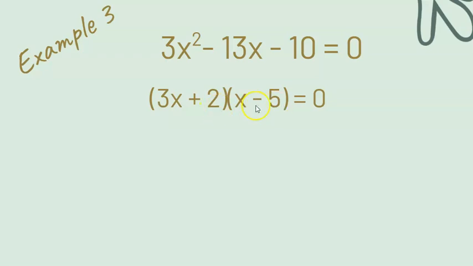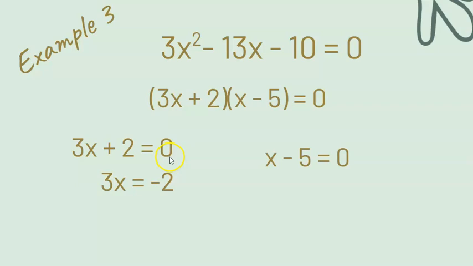Now, if you didn't get this, go back and make sure that you divided by that 3 and reduced. So you would get to this point here. Then you would set each piece equal to 0, so 3x plus 2 will equal 0, and x minus 5 will equal 0. Here I'm going to subtract 2 and then divide by 3, so I get a negative 2/3. On the second one, I'm going to add 5, so I just get x equals 5.